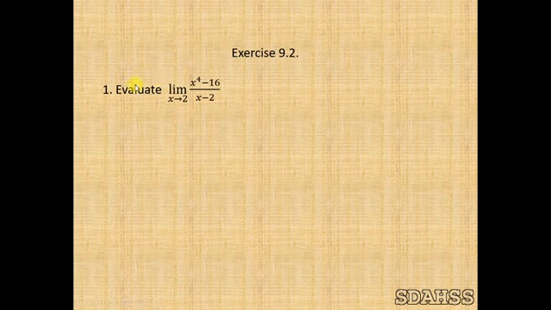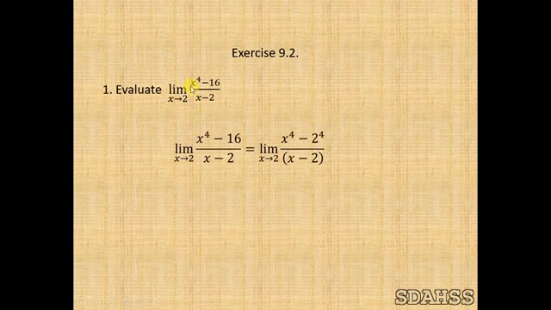Exercise 9.2, first sum. Evaluate the limit as x tends to 2 of (x^4 minus 16) divided by (x minus 2). This is equal to the limit as x tends to 2 of x^4 minus 16, where 16 can be written as 2^4, divided by x minus 2. You keep the other terms as they are.